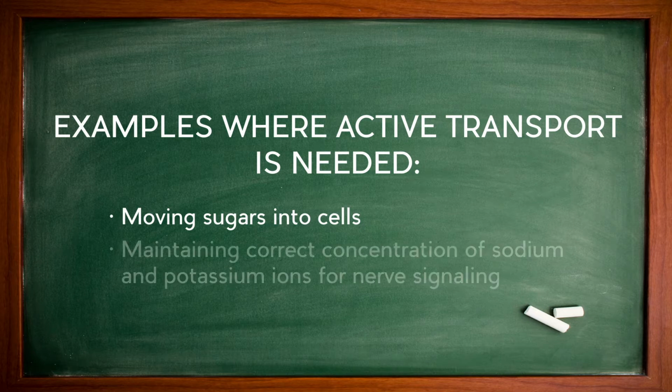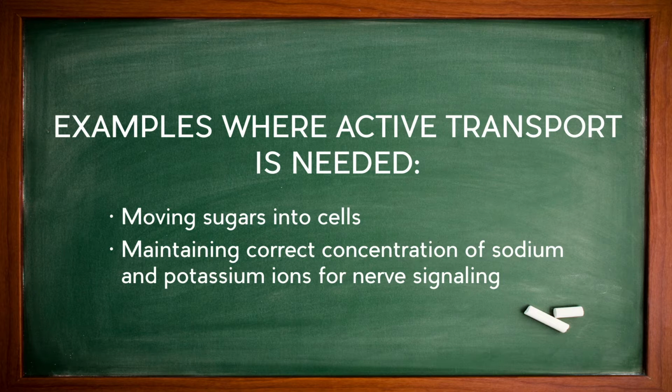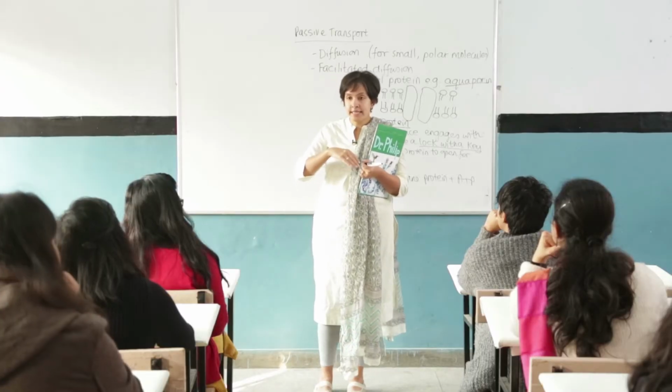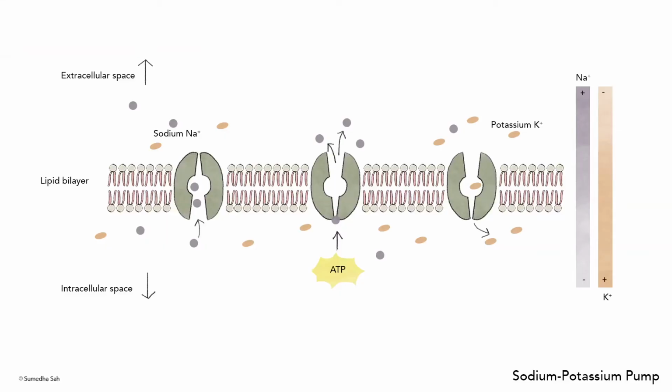And another example is maintaining the correct concentration of sodium and potassium ions that we need for nerve signaling. So we need to have a lot of sodium in the extracellular space, that is the space outside of the cell. And that won't happen naturally because it goes against the concentration gradient. So as you see in this picture, what does happen is ATP is required, so ATP binds to that protein, and that protein changes shape because of the ATP that's being used, and it allows these ions of sodium to go through into the extracellular space.